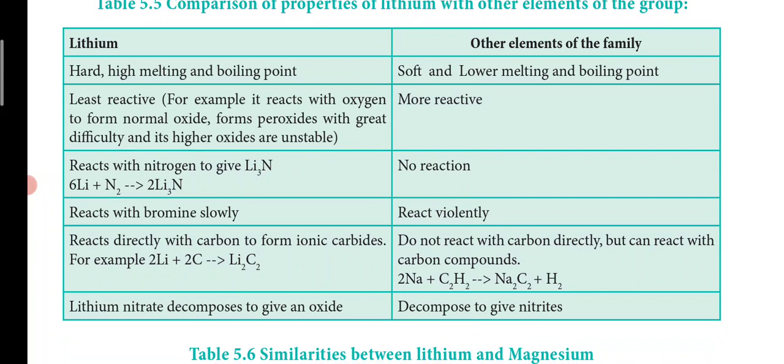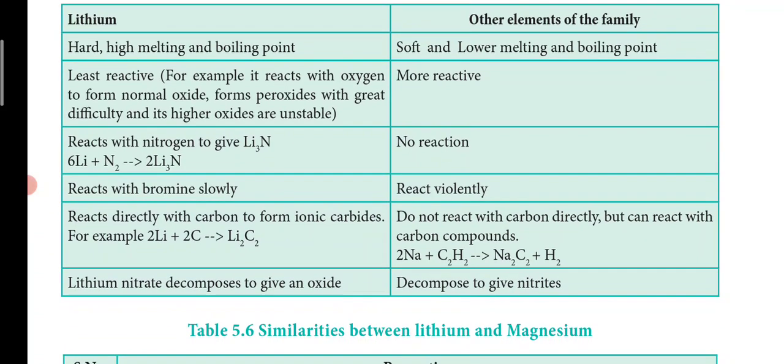Lithium reacts with nitrogen to give lithium nitride, whereas other elements don't react with nitrogen. Lithium reacts with bromine very slowly, whereas the other elements react very vigorously or violently. Lithium reacts directly with carbon to form ionic carbides. Carbides easier form பண்ணிடும், but whereas these other elements they do not form carbides.